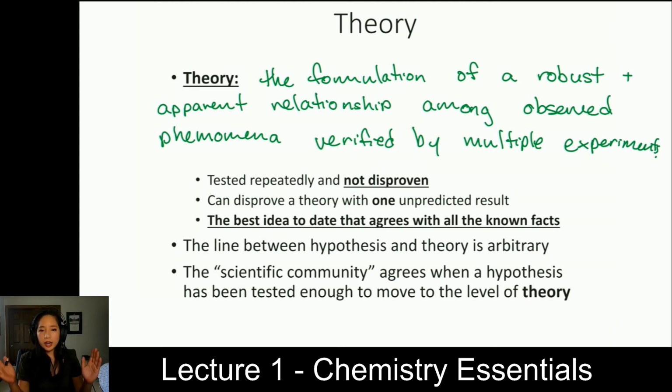All right. So essentially, when a hypothesis is tested repeatedly and not disproven, then it can become a theory. You can disprove a theory with just one unpredicted result. And so a theory is essentially just the best idea that agrees with all of the facts known to the community. And like I said before, there's a gray area between hypothesis and theory. Once a hypothesis is accepted by the scientific community, it can become a theory.